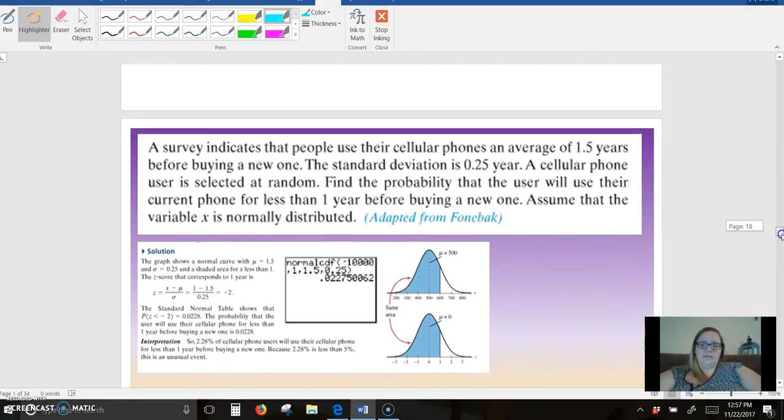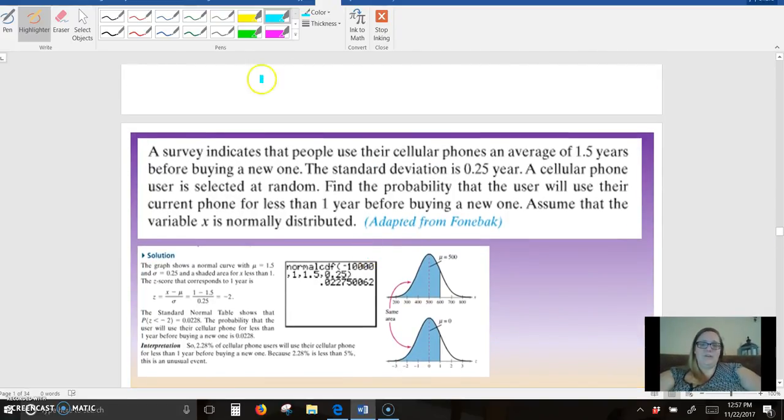All right, so let's do a problem. The survey indicates that people use their cell phone on average of 1.5 years. So the mean. The standard deviation is 0.25 year. That's sigma. A cellular phone user is selected at random, so one particular person is selected at random. Find the probability. Remember, when we find probability, we're really finding area, that the user will use their phone for less than a year before they buy a new one. And then it tells us normal.